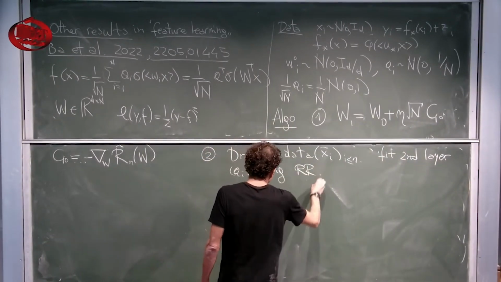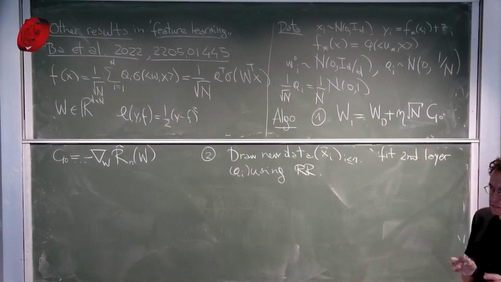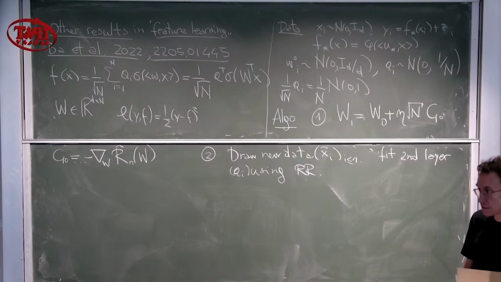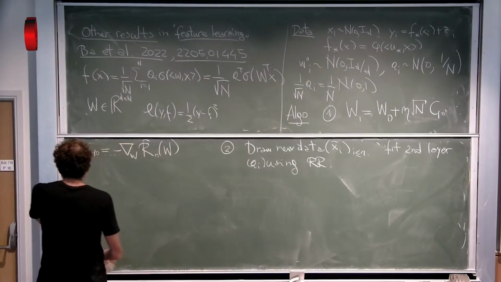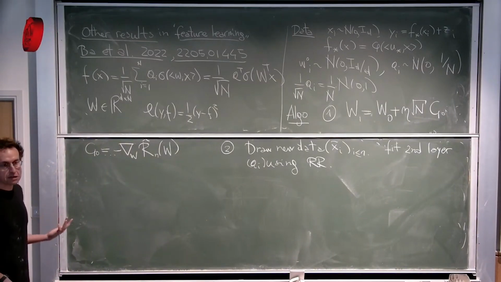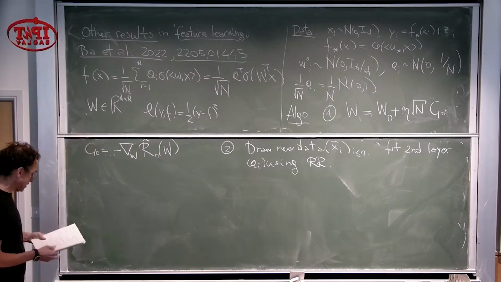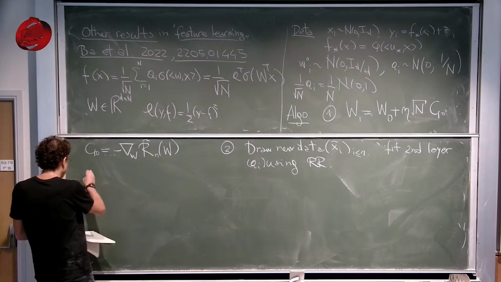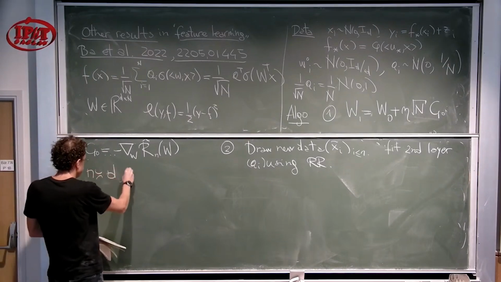Using ridge regression. So it's a two-stage algorithm, in which in the first stage you just do one step of gradient descent, and in the second stage you fit the second layer. What is the interesting thing about this is that, again, if you don't do the first step, we already talked about it, you will not be able to do anything.